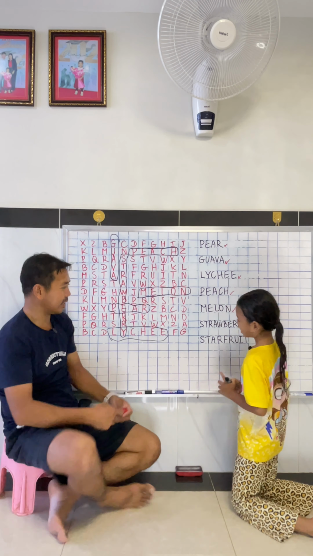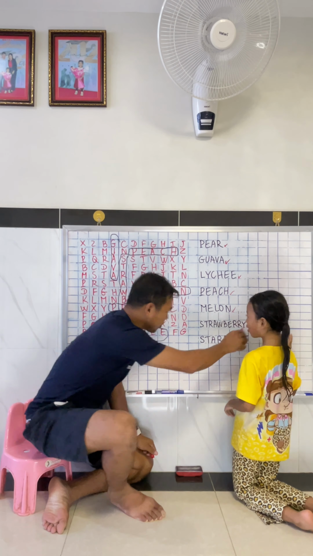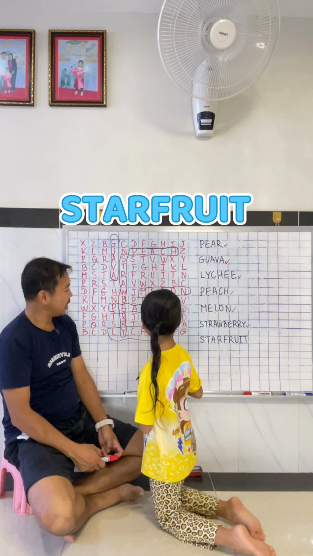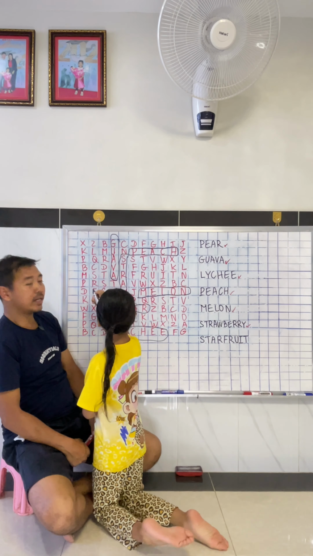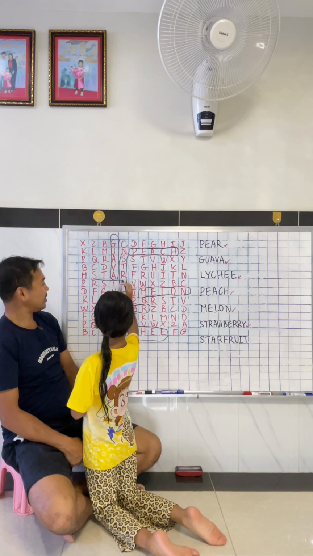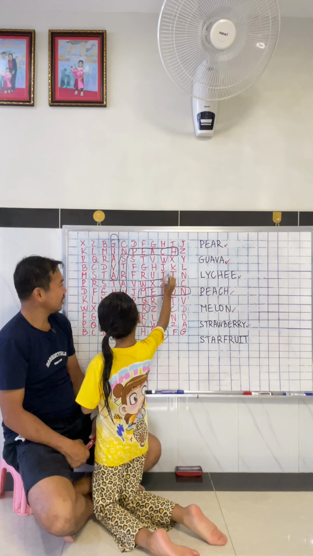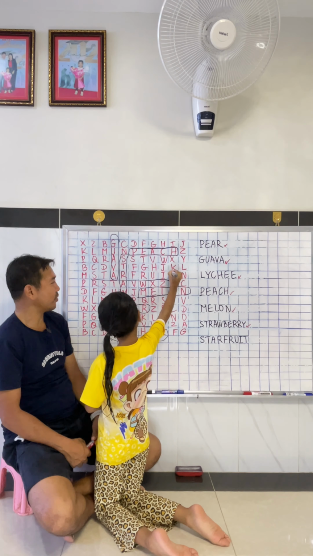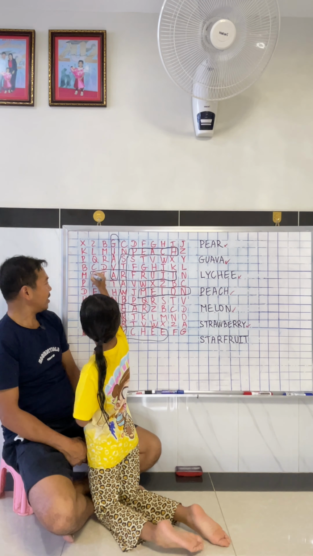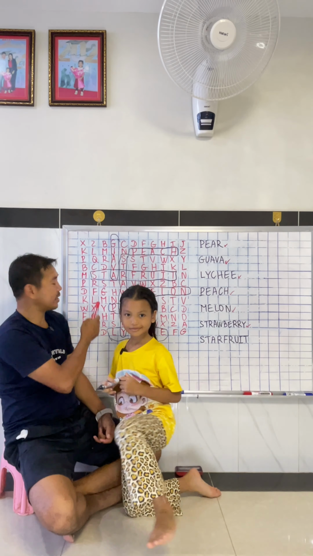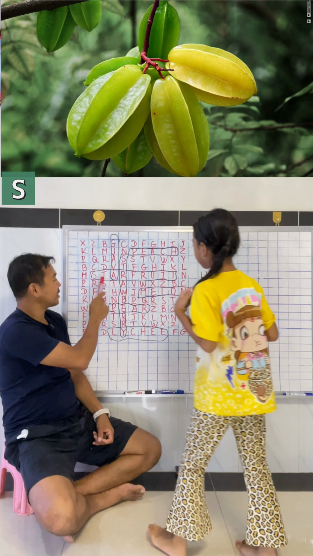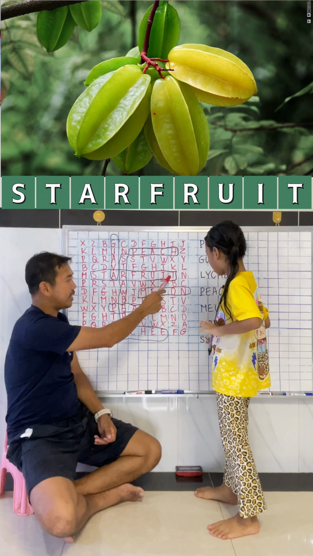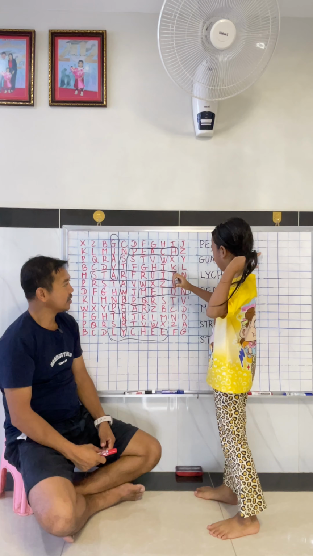Strawberry. Okay. Oh no, it's easier. And the last one is star fruit. Easier than the strawberry. Star fruit. You see? Yeah, this is called star fruit. Start from letter S, finish with letter T. Yeah, correct. Star fruit. So we spelling star fruit again. Star fruit.